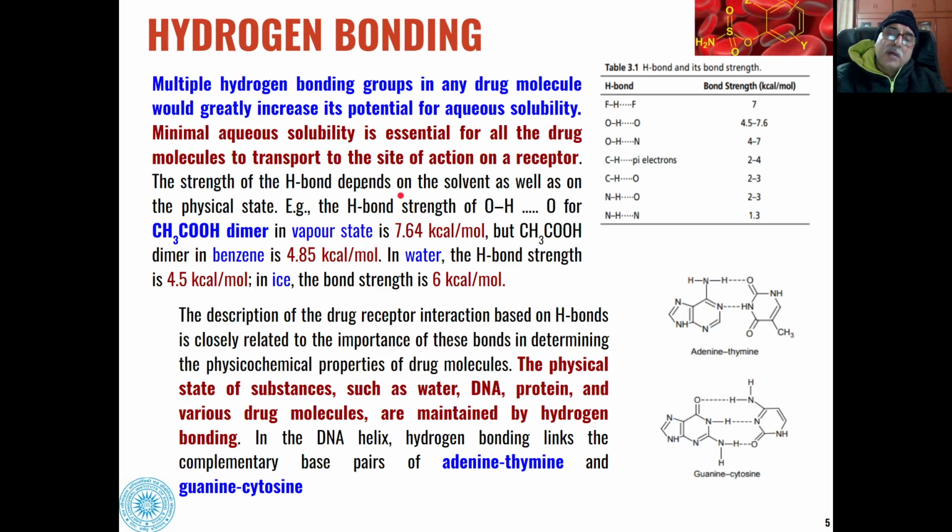Then the strength of the hydrogen bonding will depend upon the type of electronegative atom which forms a bond with the hydrogen. The more the electronegativity, the more will be the bond strength.